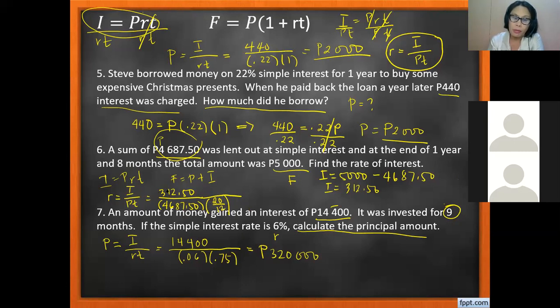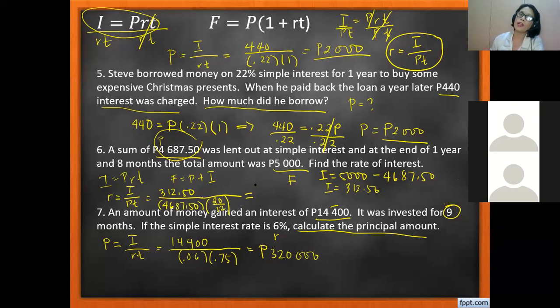So this will be how we substitute the given in the formula. And then the next step is the final answer rounded off to two decimal places. So let's recompute. So this is 312.5 all over 4687.5 times 20 over 12. So we have 20 months.